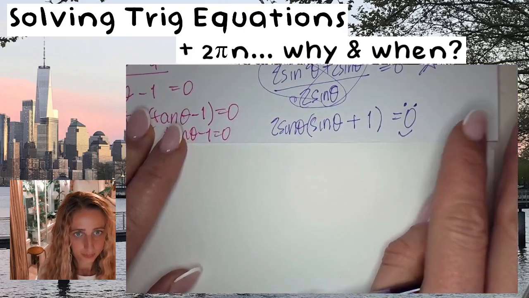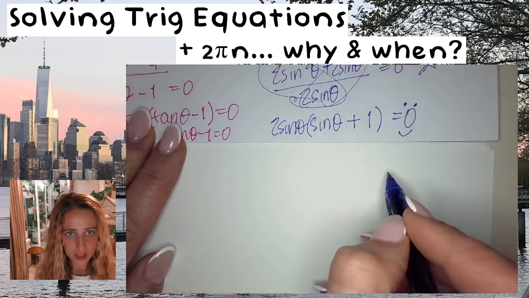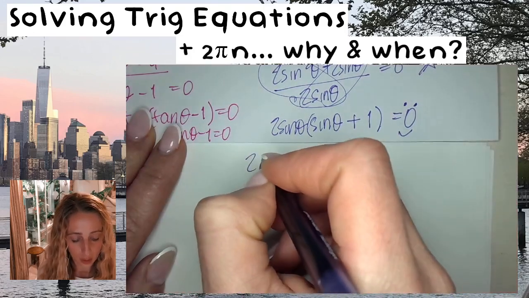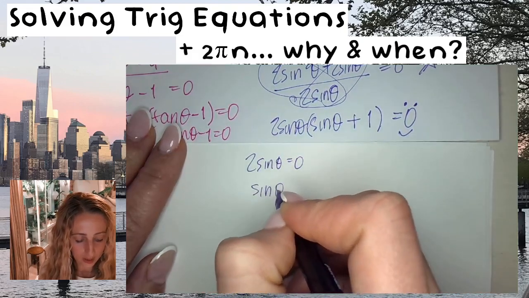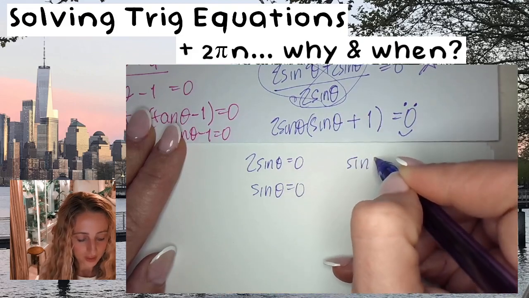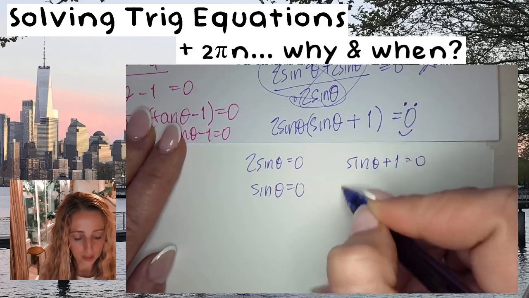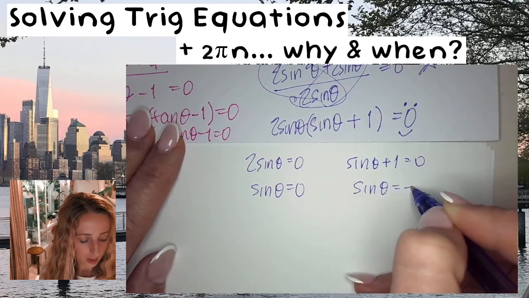And now what you're going to do is the zero product property. We're going to set each part of this factored form equal to 0. So I have 2 sine theta equals 0. Divide by 2, I have sine theta equals 0. Over here, you have sine theta plus 1 equals 0. Subtract the 1, you have sine theta equals negative 1.